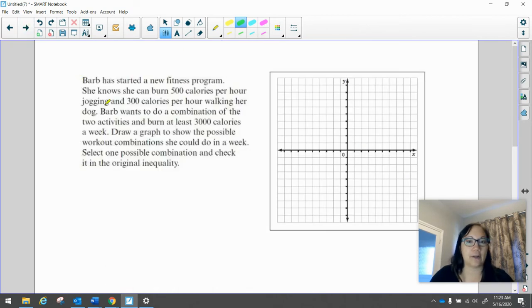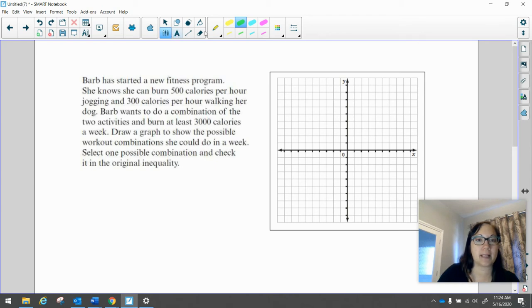Okay, let's take a look at another example here. Barb has started a new fitness program. She knows she can burn 500 calories per hour jogging and 300 calories per hour walking her dog. Barb wants to do a combination of the two activities and burn at least 3,000 calories a week. Draw a graph to show the possible workout combinations she could do in a week. Select one possible combination and check it in the original inequality.